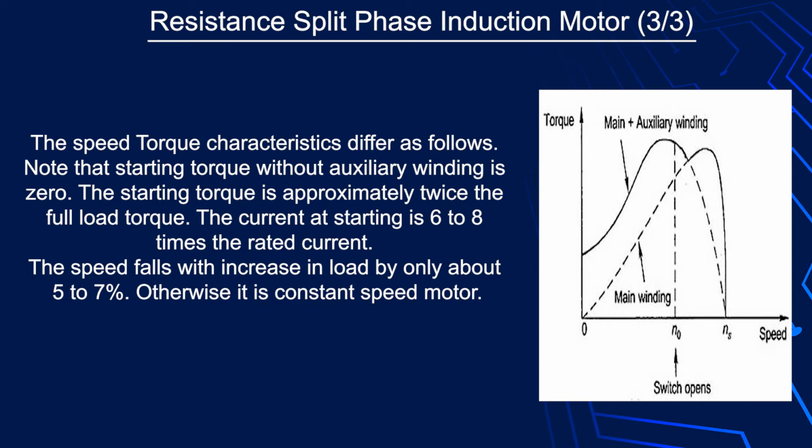It's generally said that the motor is a constant speed motor. So the speed falls with the increase in load by only about 5 to 7%. Otherwise, it is a constant speed motor.